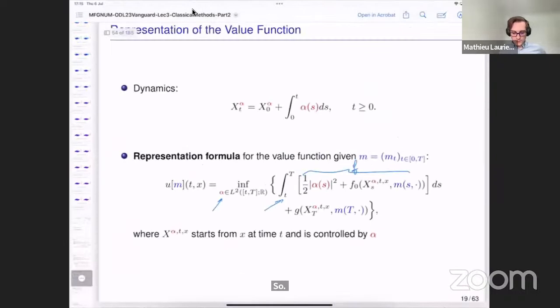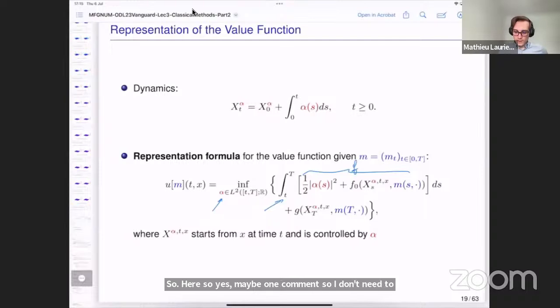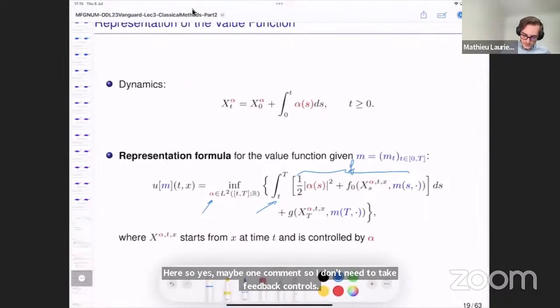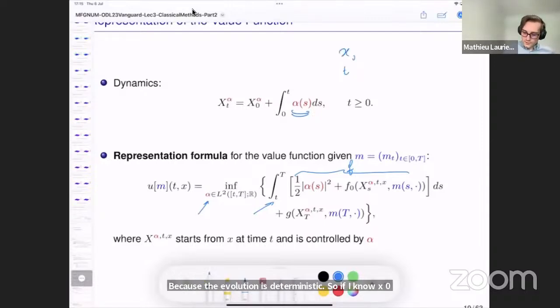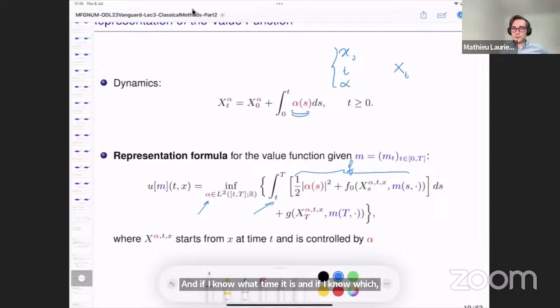Yes, maybe one comment. So I don't need to take feedback controls. Why? You notice that here alpha is a function of time only. Why don't we need to put x? Because the evolution is deterministic. So if I know x0, and if I know what time it is, and if I know which control I am using, then I know exactly x at time t. I can predict it perfectly.